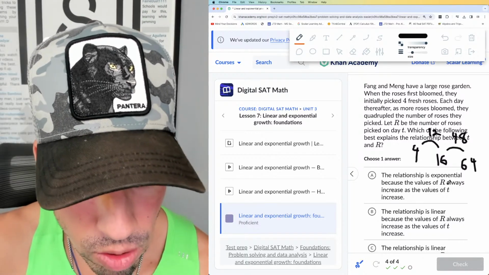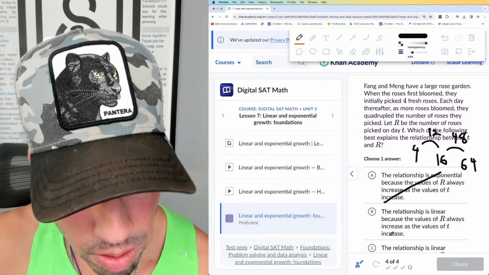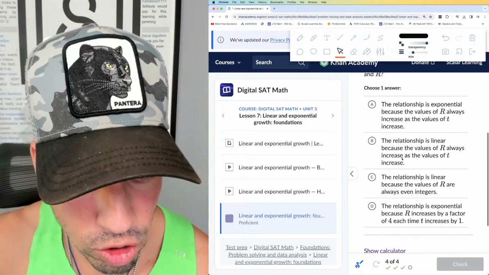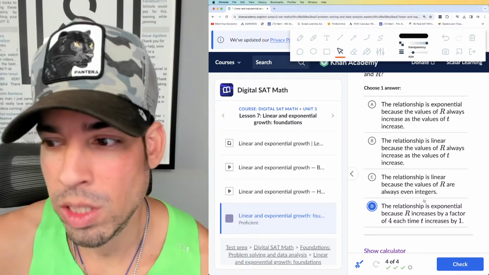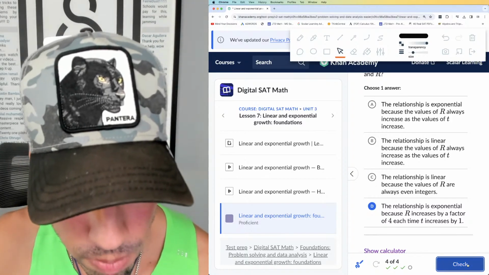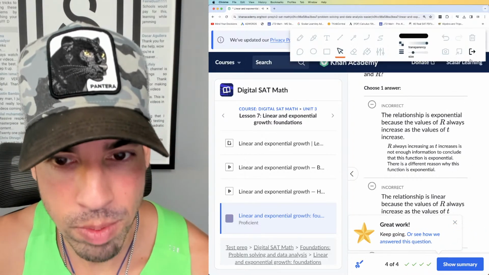Okay, so let's read this. Values of R always increase. No, that's not a good explanation. We're saying it's not linear. Let's go down to another exponential. Increase it by a factor of 4. Yeah, that's it. A factor, when it's increasing by a factor of 2, of 3, of 1.5, there's your exponential. Also similar to a geometric sequence, if you guys remember that.